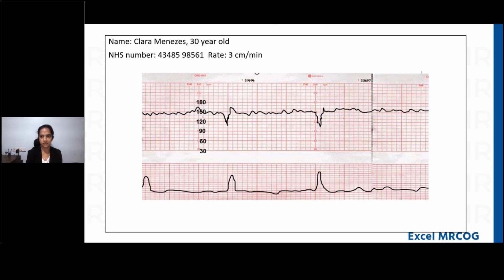Normal variability should be between 5 and 25; less than 5 and more than 25 is significant. What is the normal baseline heart rate, Ankita, in this one? A normal baseline rate is 110 to 160. In this one, I think it is around 150. Okay.